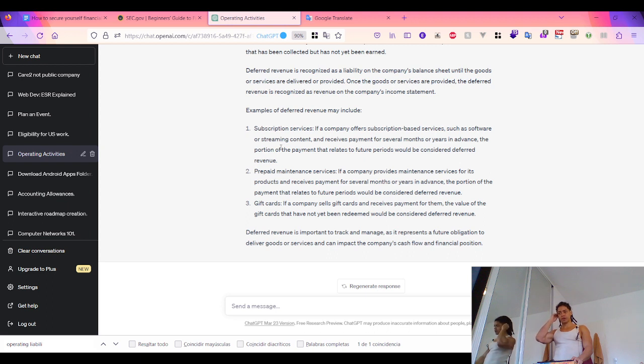Gift card. If a company sells gift cards and receives payment for them, the value of the gift cards that has not been redeemed will be considered deferred revenue. Exactly. So those gift cards that haven't been redeemed or consumed are still deferred revenue for the company. Deferred revenue is important to track and manage, and it represents a future obligation to deliver goods or services that can impact the company's cash flow and financial position. Totally. Okay.